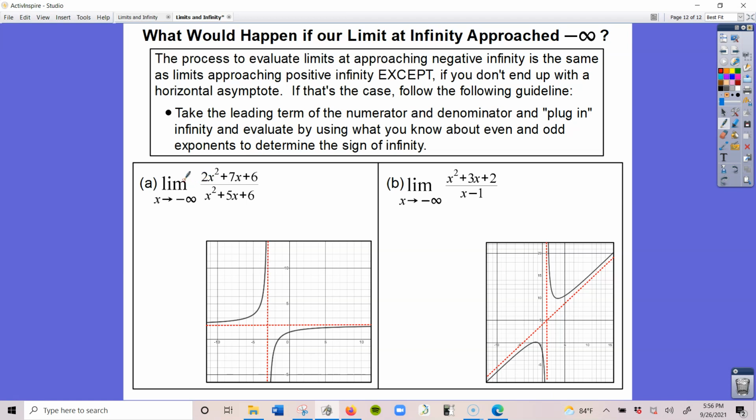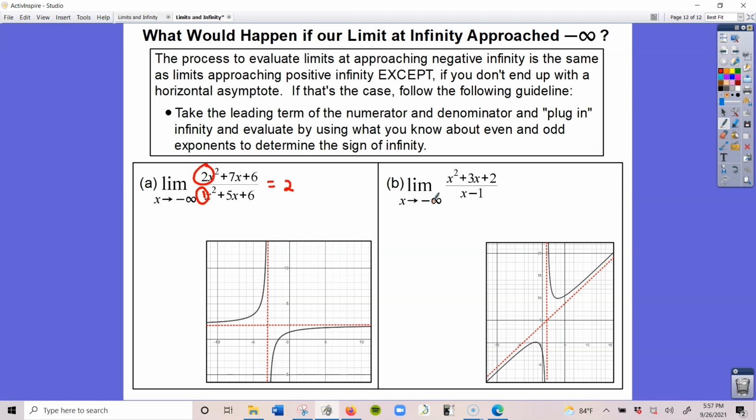So for this first one, we have the limit as x is approaching negative infinity of 2x squared plus 7x plus 6 over x squared plus 5x plus 6. Since the degrees are equal, I can just take their coefficients and divide them. So notice I'm not doing anything different. The limit as x is approaching infinity and negative infinity, as long as there's a horizontal asymptote, is always going to equal the same number, which in this case is 2. If you had a higher degree in the denominator, then that means there's a horizontal asymptote at 0, so you would put 0.